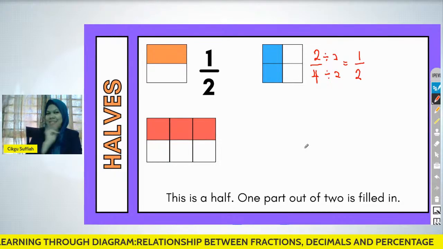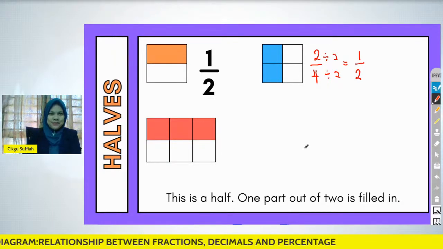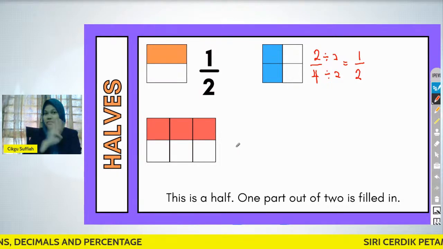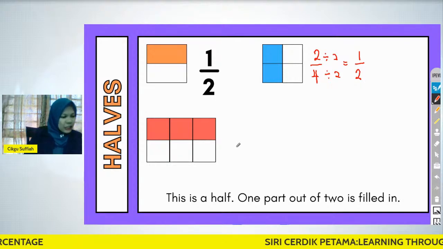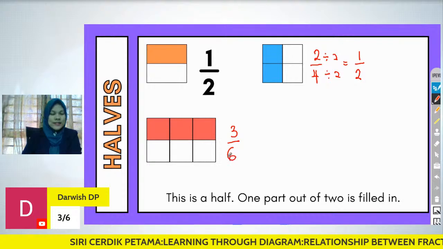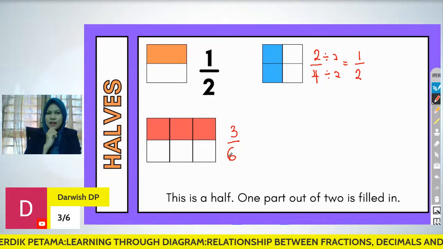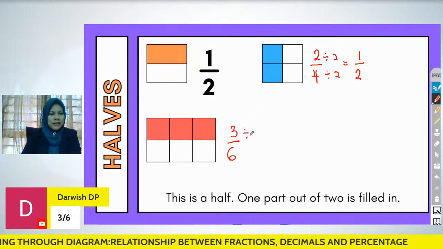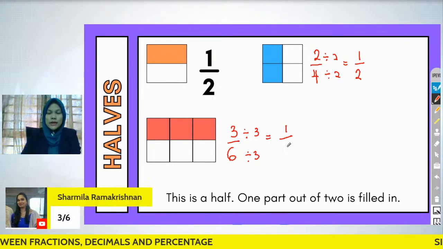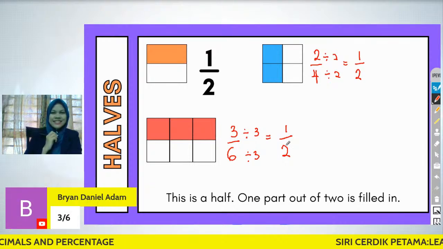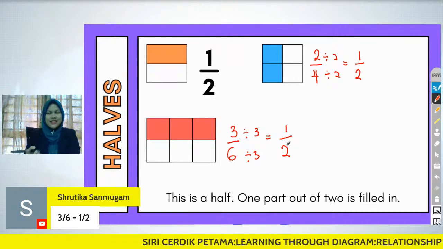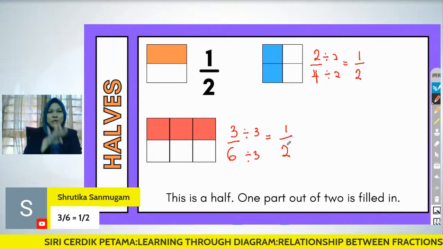So let's look at the third diagram. What do we have here? Can you write down the fraction for the third one before simplifying? Yes, thank you, Darwish. 3 out of 6, or 3 over 6. Then we have to simplify it by dividing by 3. What we get here is 1 over 2, which is half. All these 3 diagrams represent half.